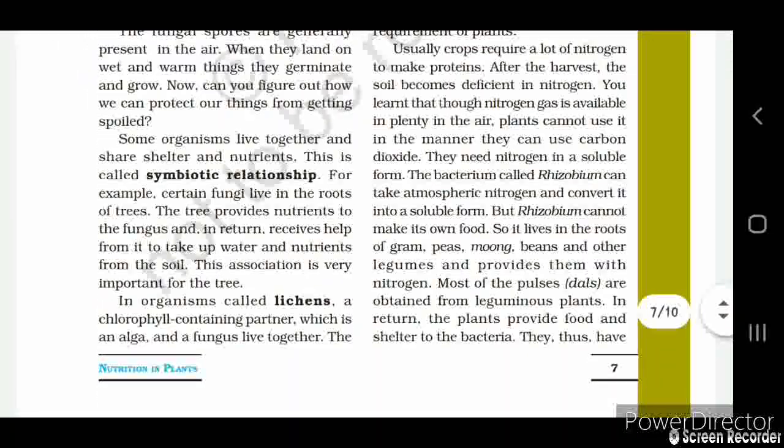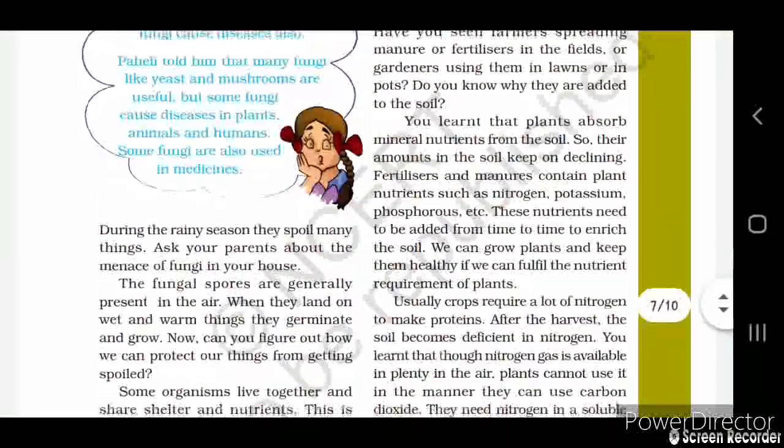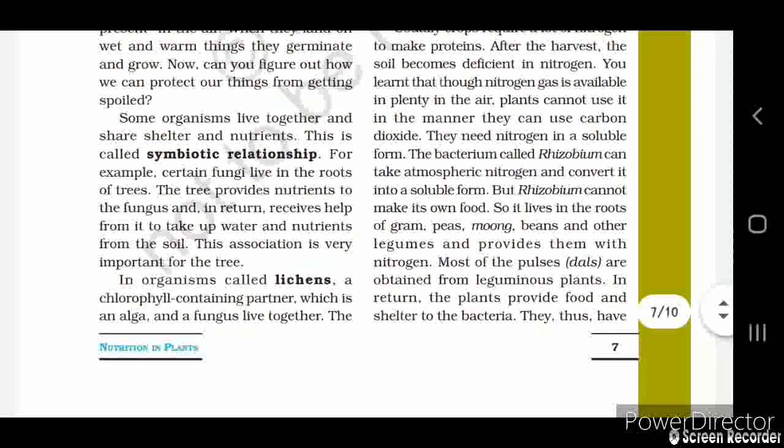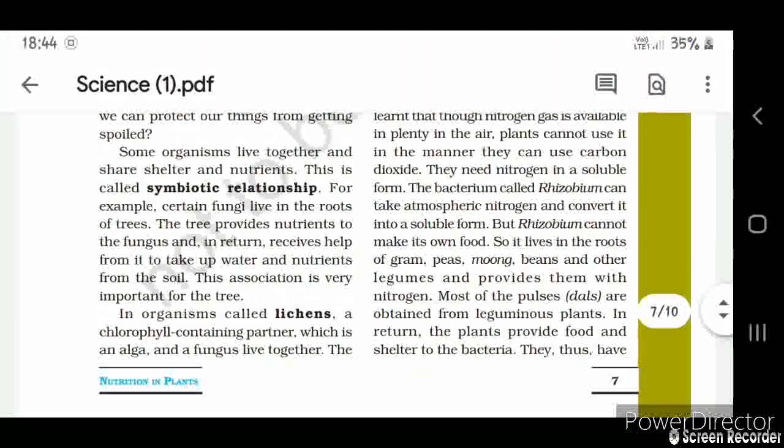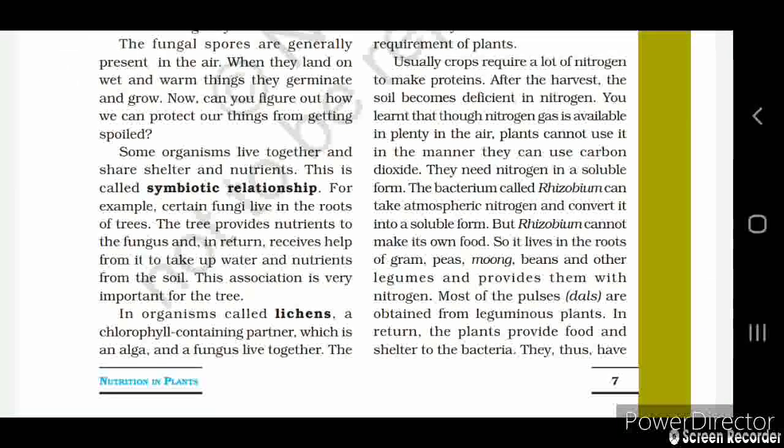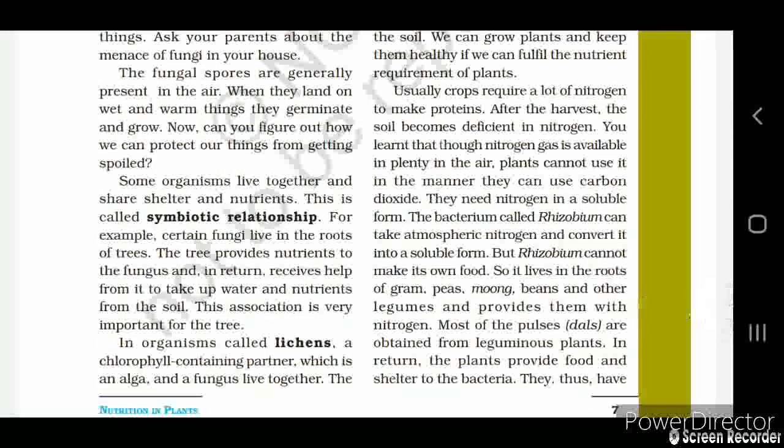Usually crops require a lot of nitrogen to make proteins. After the harvest, the soil becomes very deficient in nitrogen. You learned that nitrogen gas is available in plenty in the air. Plants cannot use it the way they use carbon dioxide, but they need nitrogen in a soluble form.